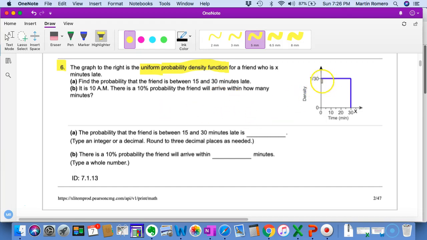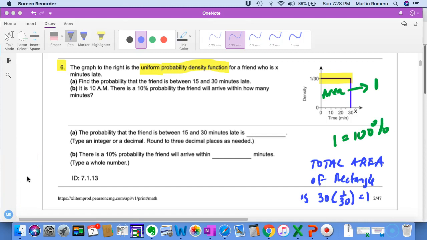And right now what we see here is an equal probability that your friend arrives somewhere between 0 and 30 minutes late. Because of that equal probability, we have a uniform distribution. It's the same all the way across. What we need to remember on a uniform probability distribution is that the area underneath the curve needs to be 1. What I've drawn in is that the area underneath this curve is a rectangle.